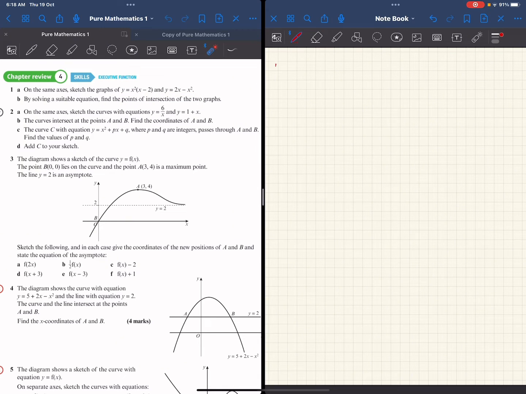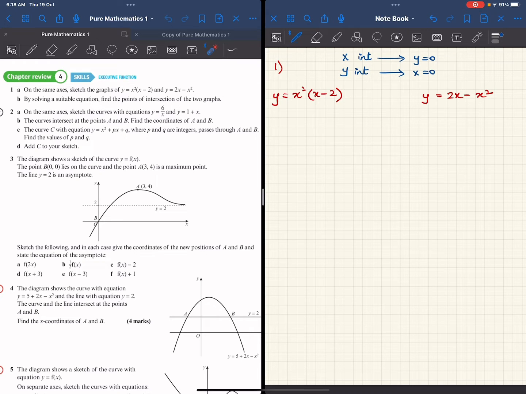The first curve is the cubic one, which is y equals x squared into x minus 2. The second one is y equals 2x minus x squared. Now, before we sketch the curves, we need to find their x-intercept and y-intercept. In order to find the x-intercept, we equate y to 0, and in order to find the y-intercept, we equate x to 0.